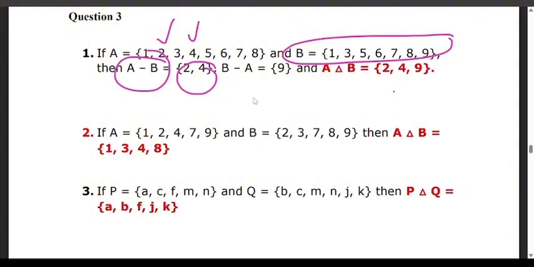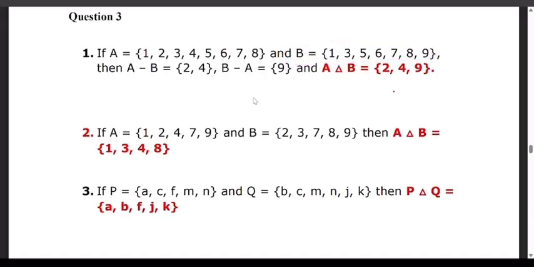Of course, if you go by B minus A, B minus A is going to say, what are the elements in B that are not in A? The element in B, not in A, is actually 9. As you can see.